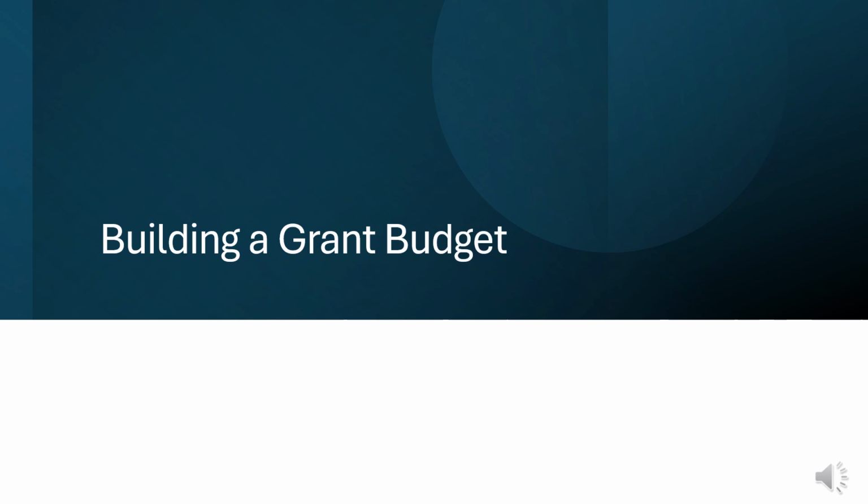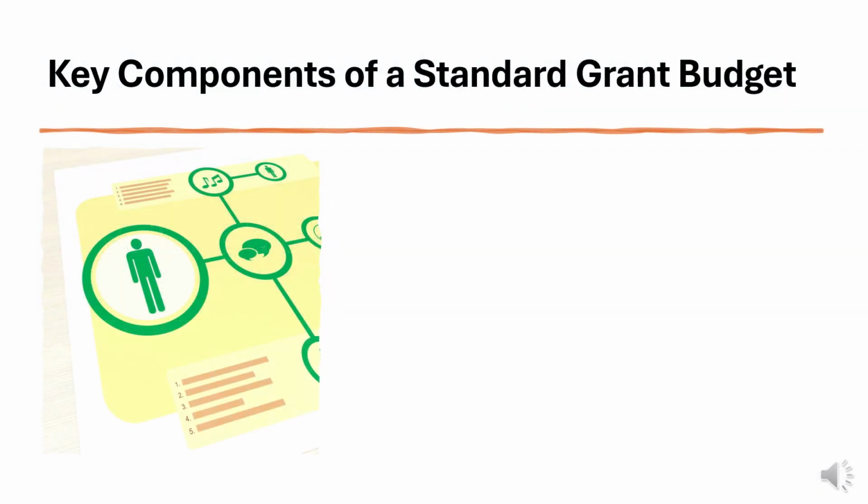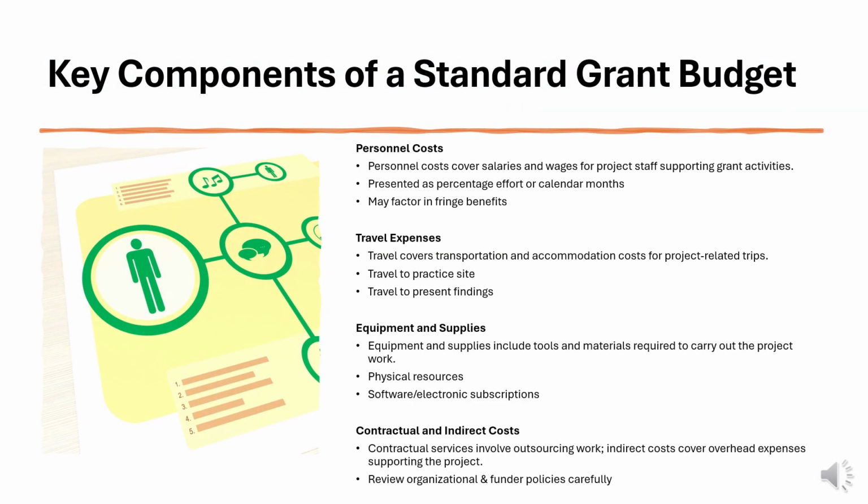Let's take a look at practical considerations when building a grant budget. A standard budget typically includes personnel costs, travel expenses, equipment and supplies, and contractual and indirect costs. We will review each of these in the following several slides.